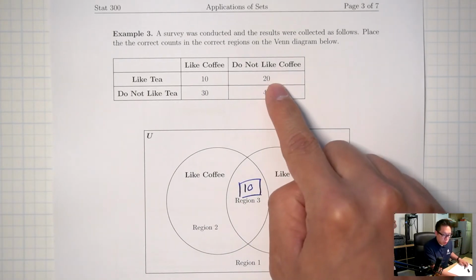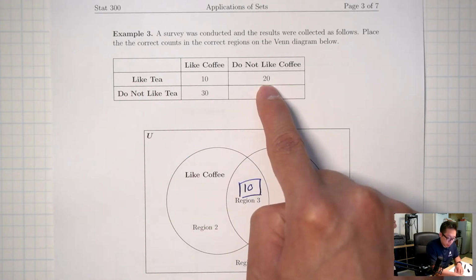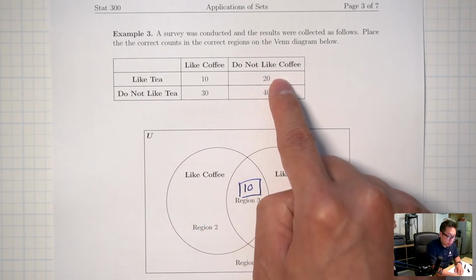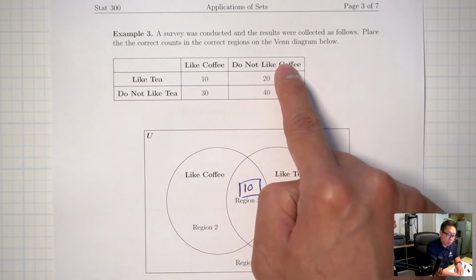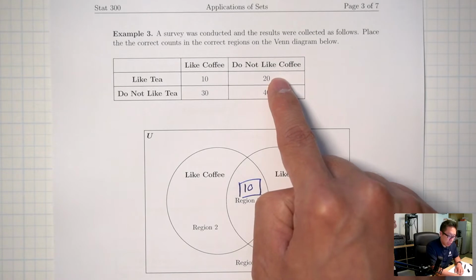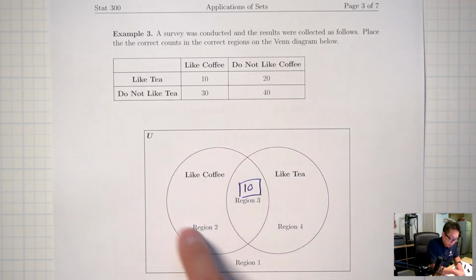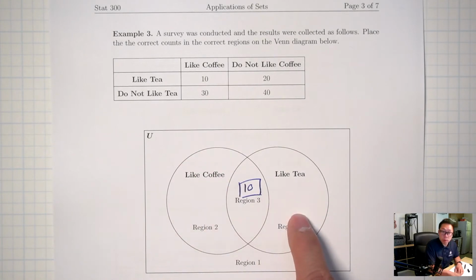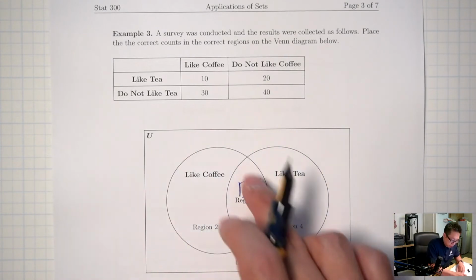Next up, let's try this 20. So these 20 people like tea, and they don't like coffee. So these 20 people should be inside tea, outside coffee. So what region is inside tea, outside coffee? That's going to be region 4, right? So these 20 people are going to be in region 4. They're inside tea, outside coffee.